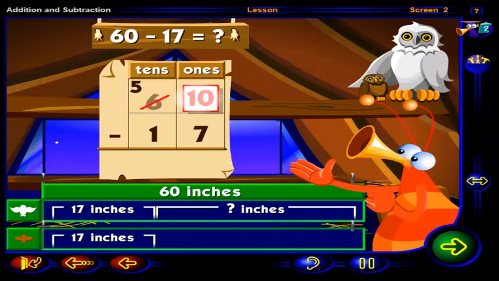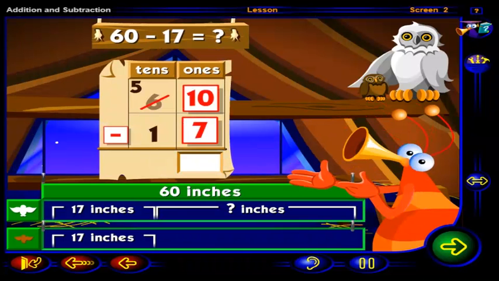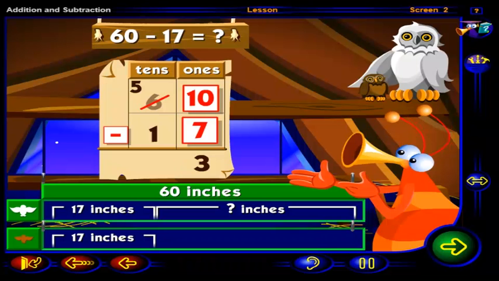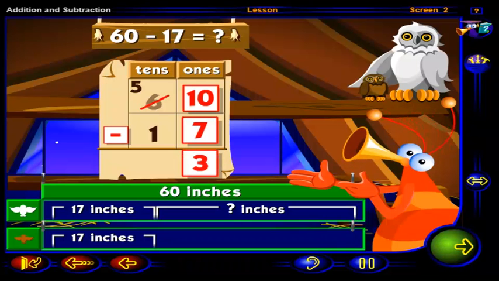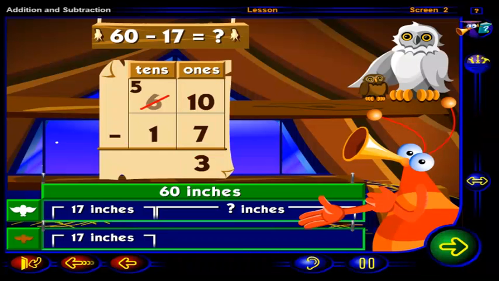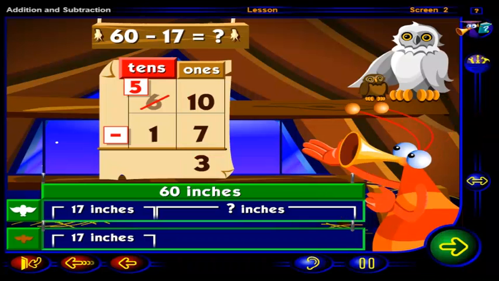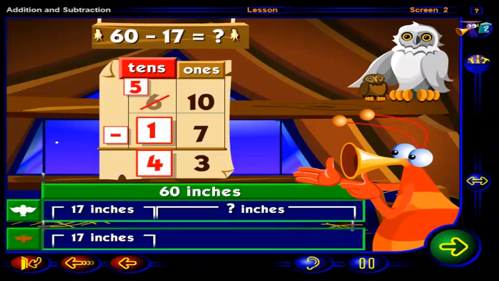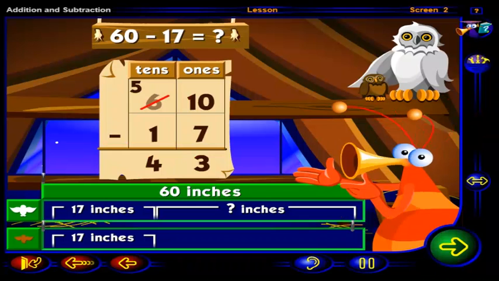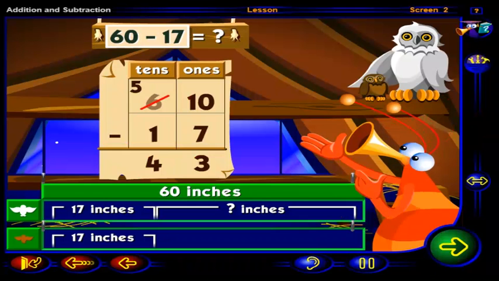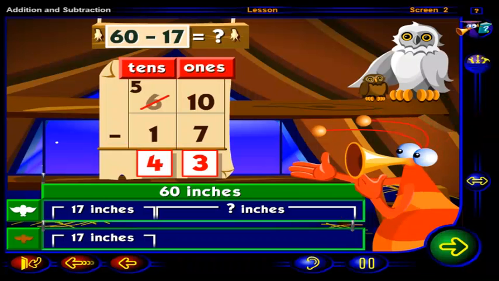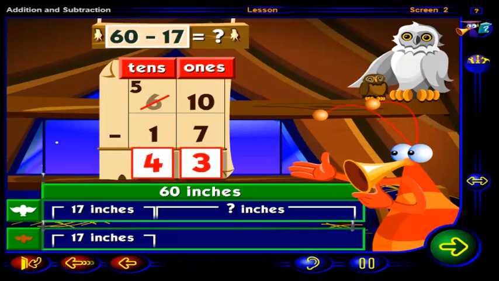What is 10 minus 7? Type your answer in here, then click OK. That's right. 10 minus 7 is 3. Subtracting in the tens place, 5 minus 1 is 4. So the difference between 60 and 17 is 4 tens and 3 ones. Click on these digits.